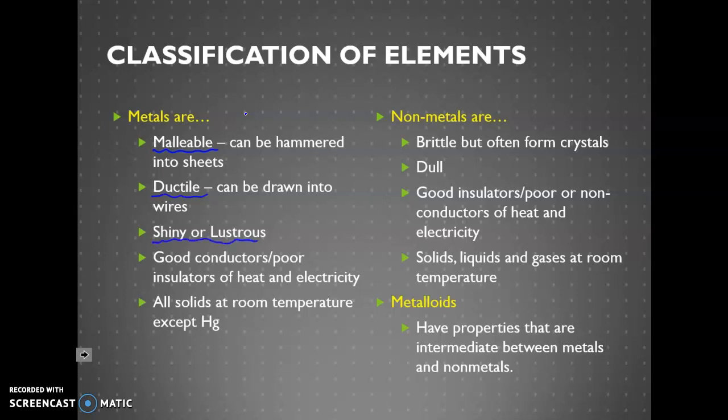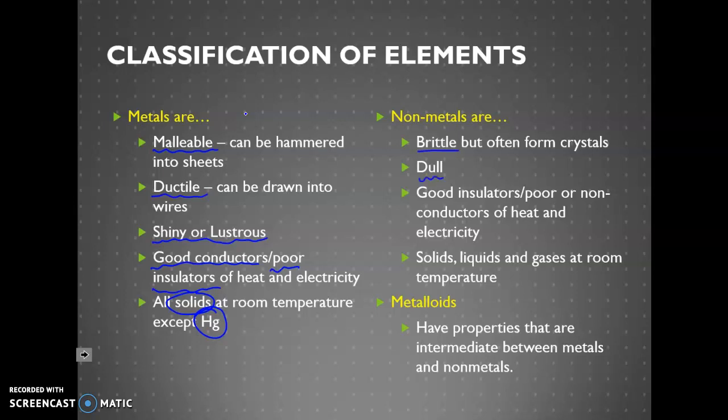Metals are always shiny and lustrous. They kind of look pretty sometimes. Good conductors of electricity and heat, and poor insulators of heat and electricity. Most of them are solids, except this pesky one right here. That's mercury, Hg.